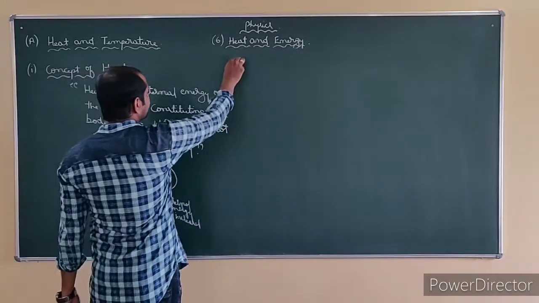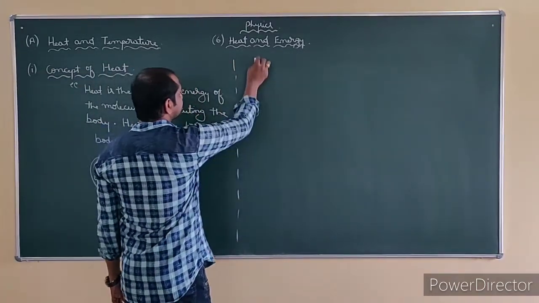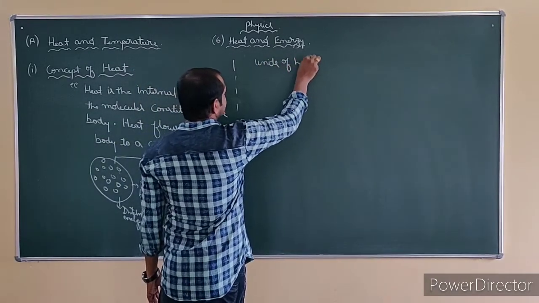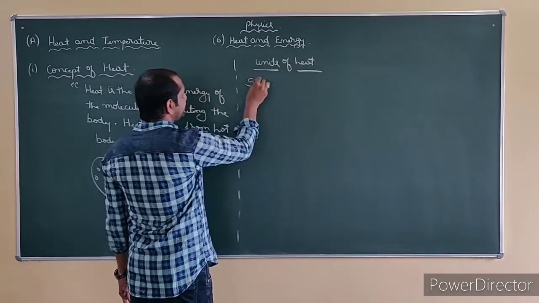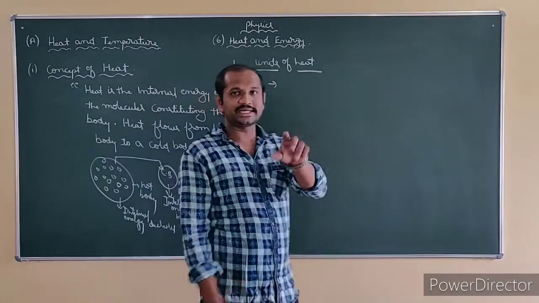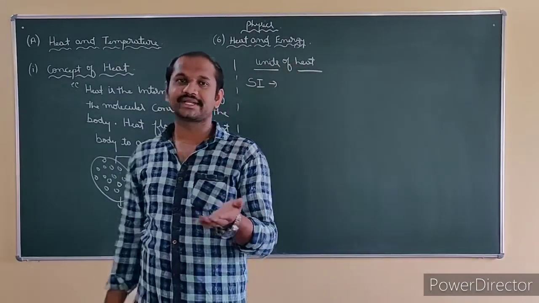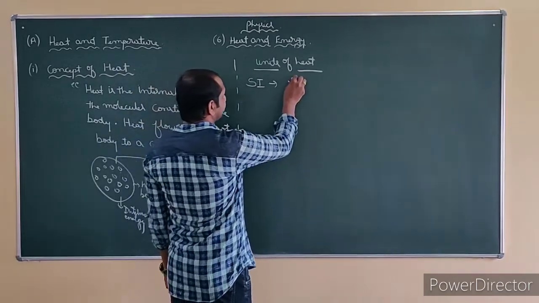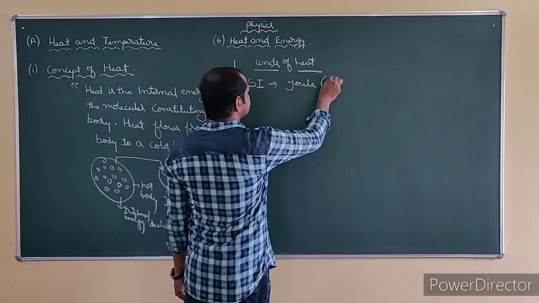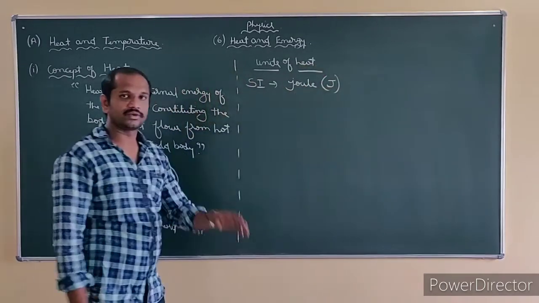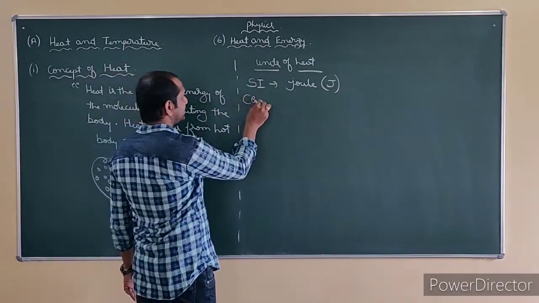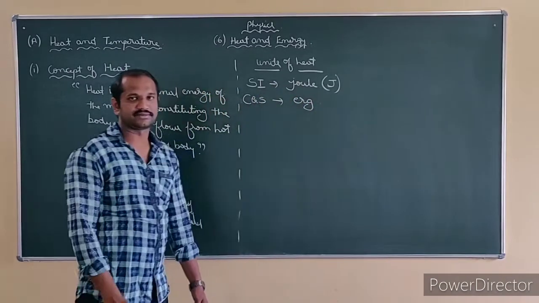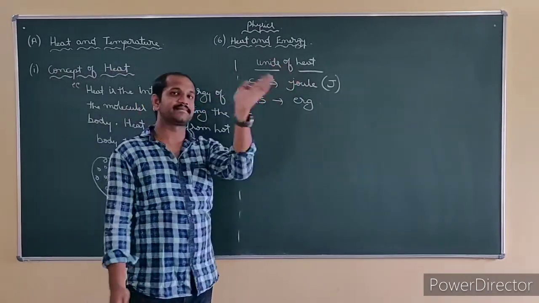Now let us see the units of heat. The SI unit of heat, because we call it heat energy. What is the SI unit of energy? It is the same as the unit of heat. The SI unit of energy is joule. So the SI unit of heat is also joule. What is its CGS unit? The CGS unit is erg. Here also it is erg itself. The CGS and SI units of heat are the same as those of energy.